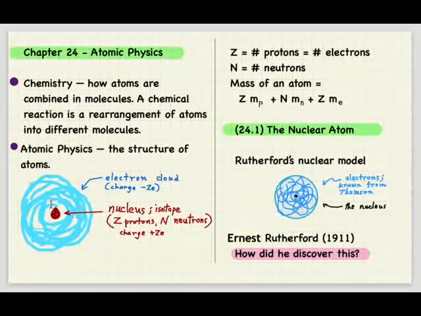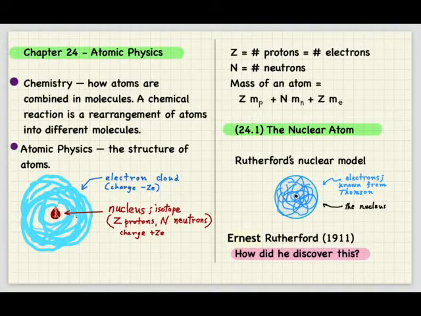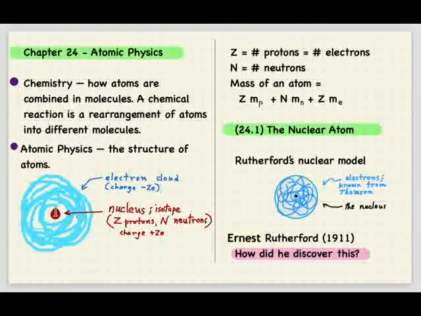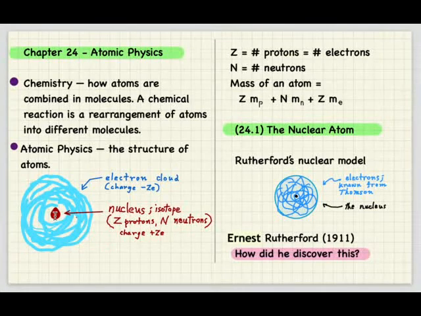However, most of the mass of an atom is in the nucleus. The protons and neutrons that make up the nucleus have about the same mass, and they're both about 2,000 times more massive than a single electron. So, by far, most of the mass of the atom is at the center in the nucleus, but most of the size of the atom, or the volume, is in the electron cloud.